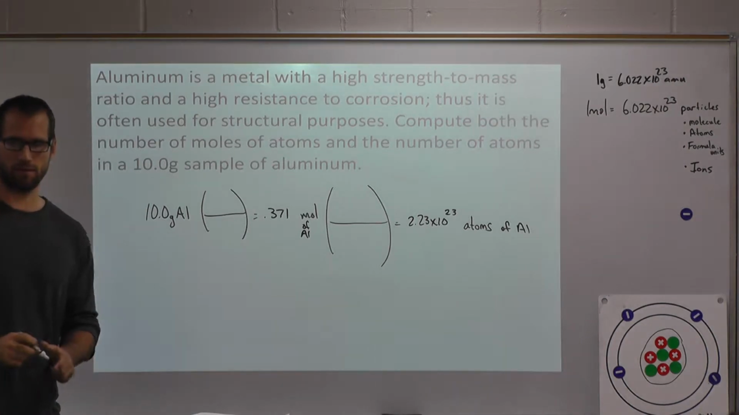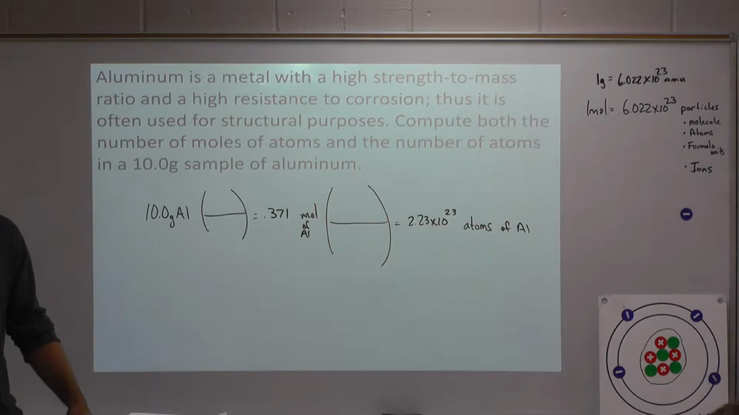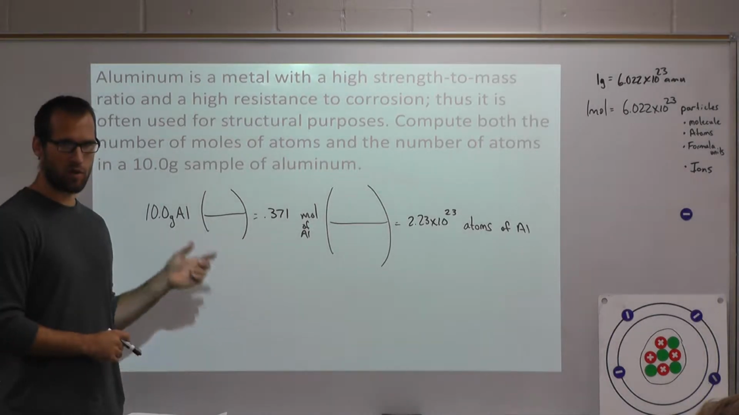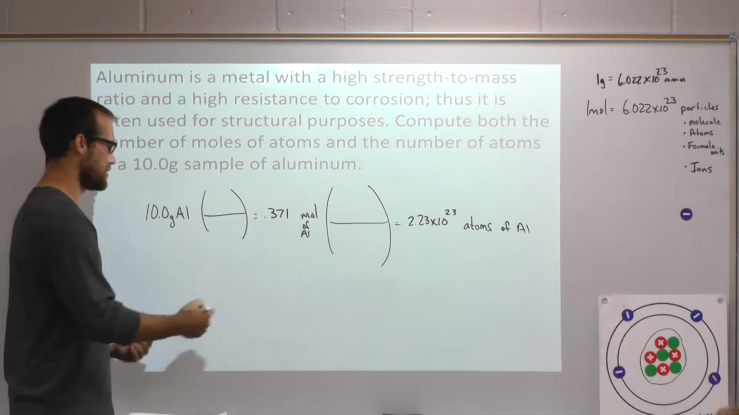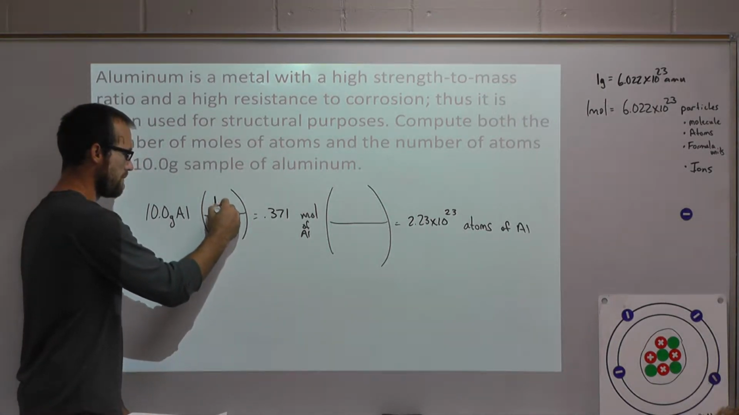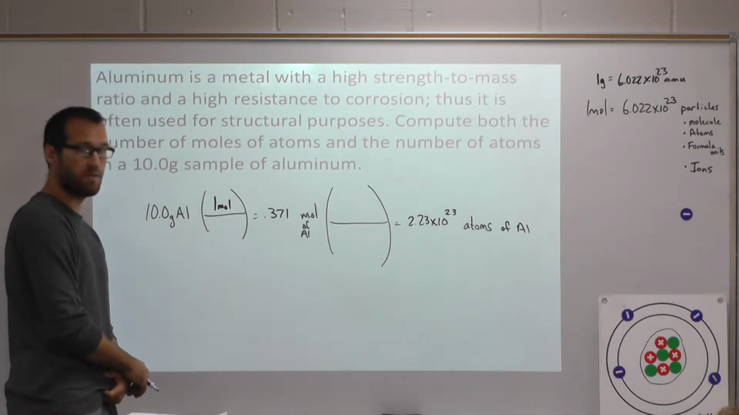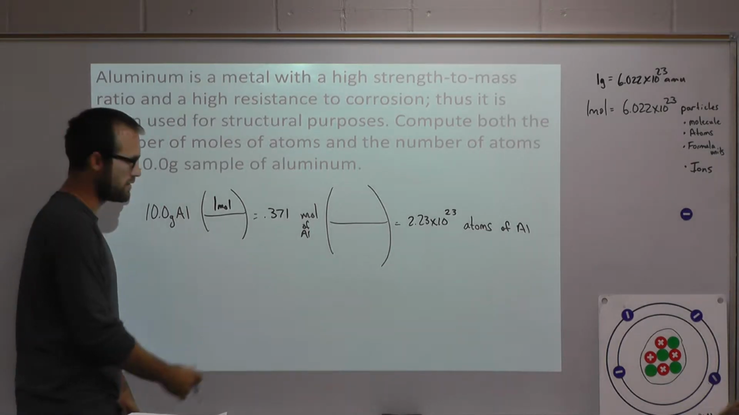Get those answers? Emily? You didn't get the first one? Did you not solve for the first one? Okay, so that would just be taking, instead of doing it as a two-step problem, do it in two separate steps. Because grams to moles, that's molar mass. What's the molar mass of aluminum? Oh, you have to figure it out. You just didn't solve for the first one.